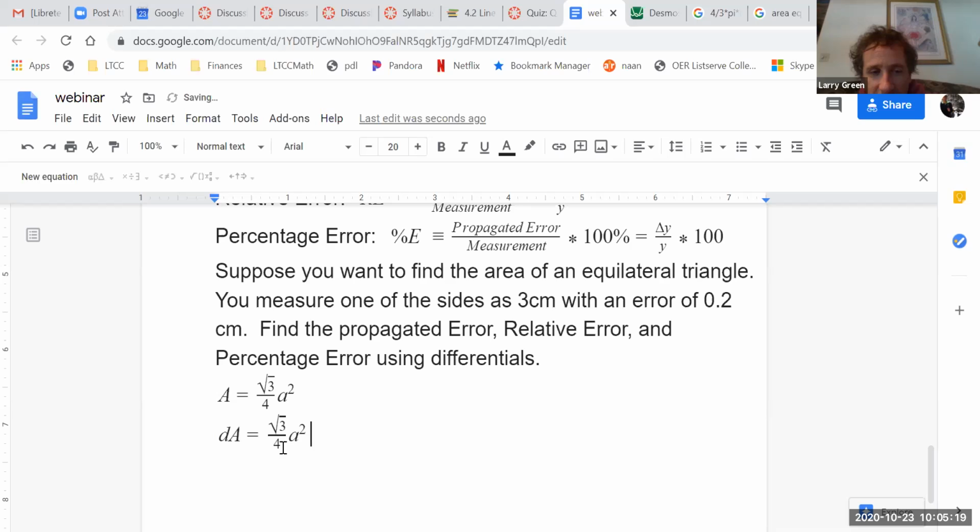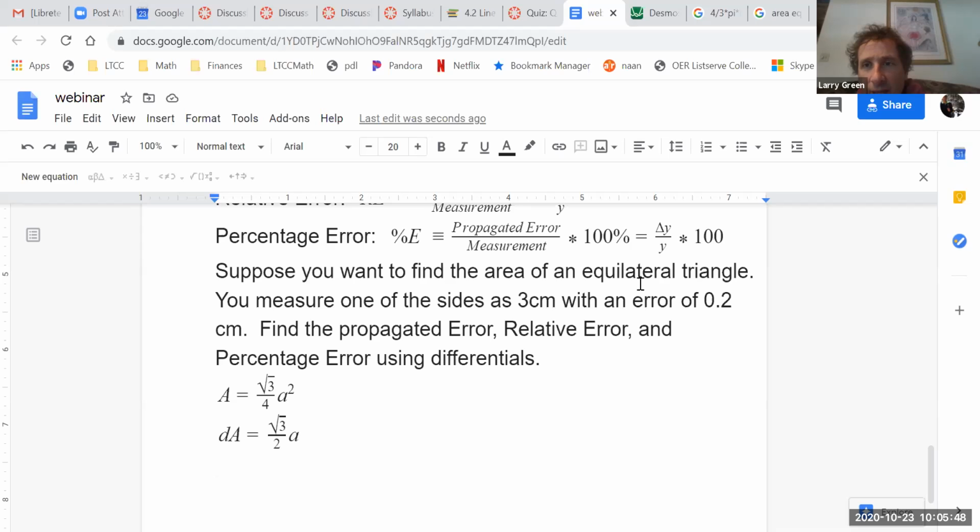Any questions on the calculus? Do you agree the calculus is actually the easiest part of this whole problem? That was not a hard derivative? The hardest part is probably remembering the formula. Okay, so now that we know that that is the dA, now we can start plugging in.